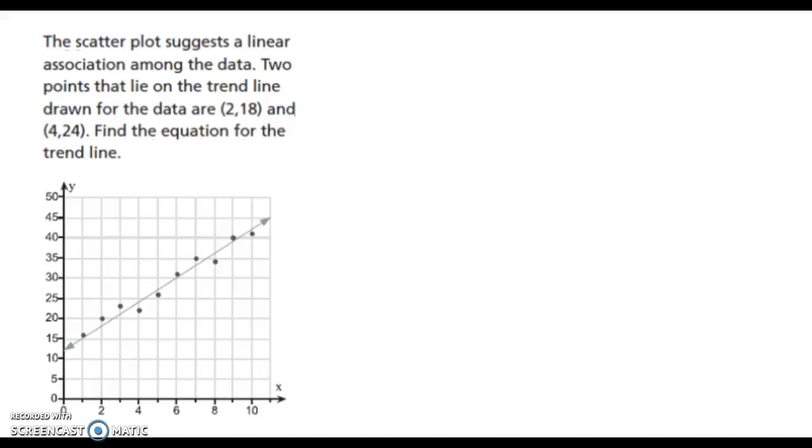Remember that the first thing that we're going to do is find the slope. In order to find the slope, we're going to do y minus y over x minus x. You have to know which ones are x and which ones are y. So on our (2, 18), our first one is x, our second one is y. And on (4, 24), our first one is x and our second one is y.